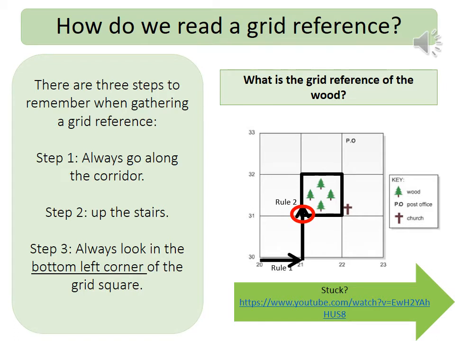So as you can see in the figure, we have a key which we're going to need to use now. So the question is, what is the grid reference of the wood? The wood is shown by the tree from the key. You will find that is the very middle square of the figure. The first arrow tells you to go along the corridor and it stops at number 21. Then I have to go up the stairs, and that stops at number 31 because that's the bottom left hand corner of the square. So the grid reference for the wood is 2131.